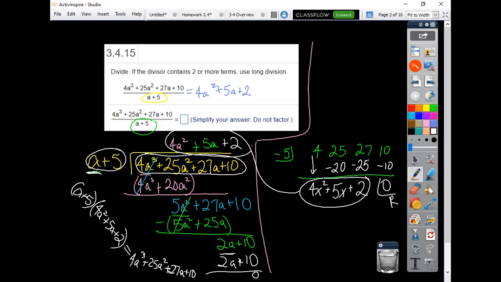Now this really does work best for problems where you're dividing by a linear expression in the denominator here. If you're getting more complicated, like a quadratic down there, there is a method for that, but it is pretty confusing. So anyway, your final answer for this one, to divide and simplify, would be 4a squared plus 5a plus 2.